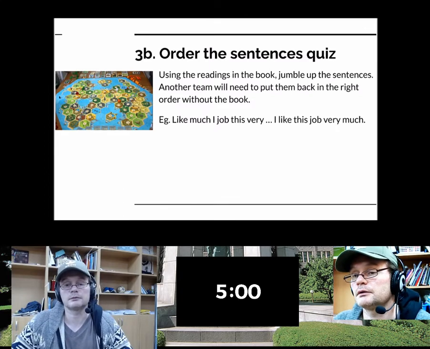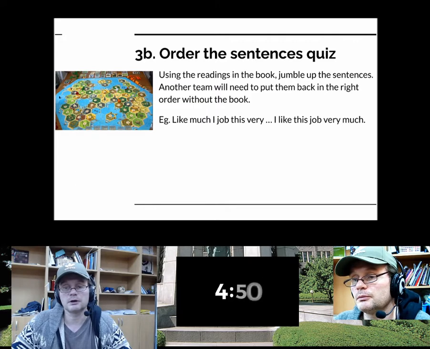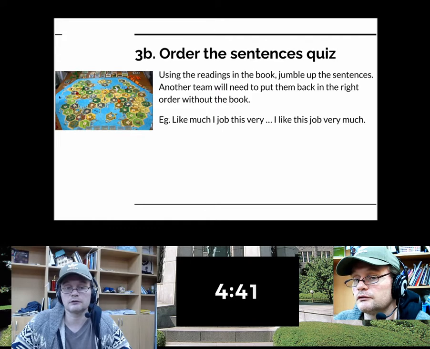Okay, so this is an activity you could do basically using the book as well. Order the sentences quiz. So using the readings in the book, jumble up the sentences. Another team or team member will need to put them back in the right order without the book. Okay? So for example, I've given this jumbled sentence here, like much I job this very.